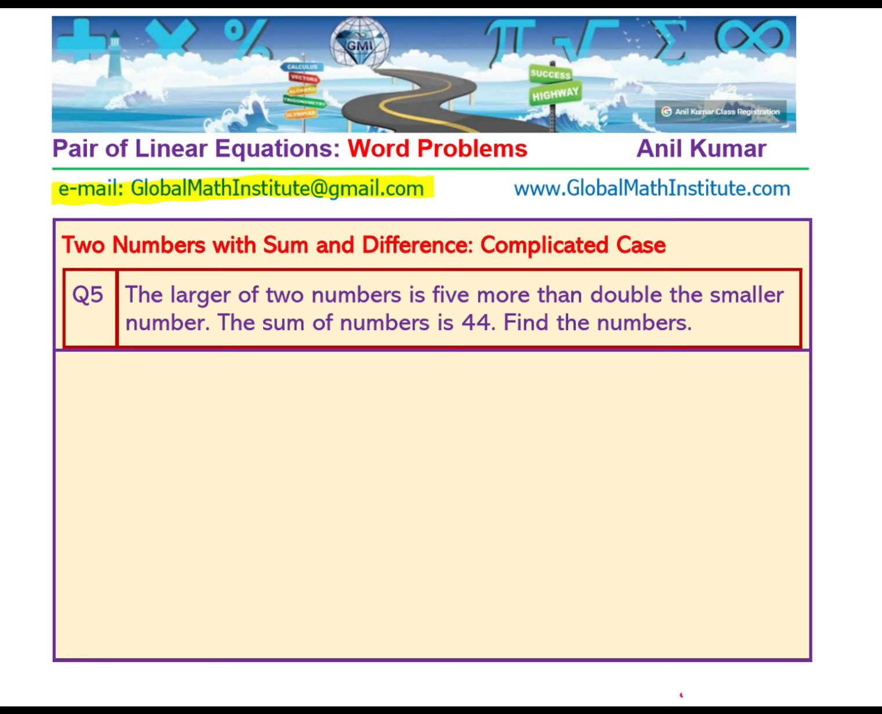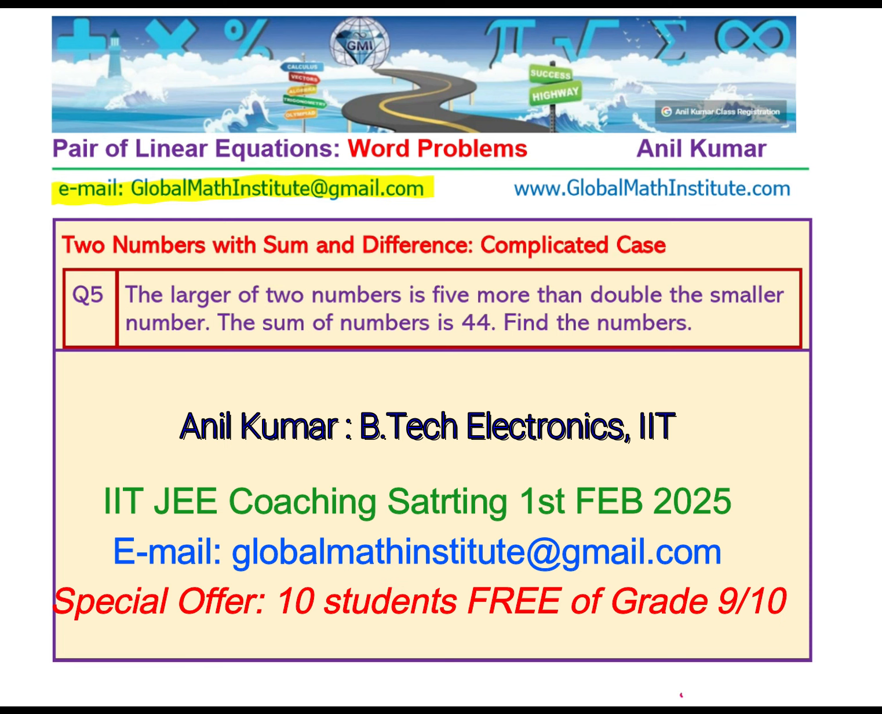Question number 5 here is, larger of two numbers is 5 more than double the smaller number. The sum of numbers is 44. Find the numbers, right? So again, the two numbers are x and y. So x and y, where x is larger. So I'm writing x greater than y.